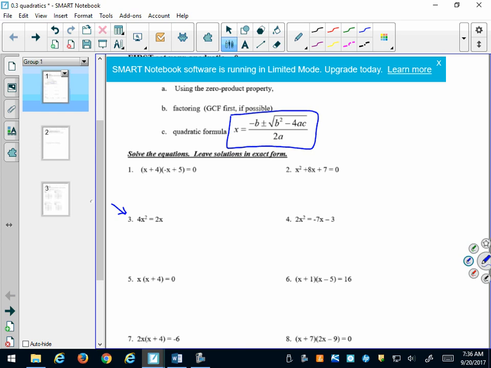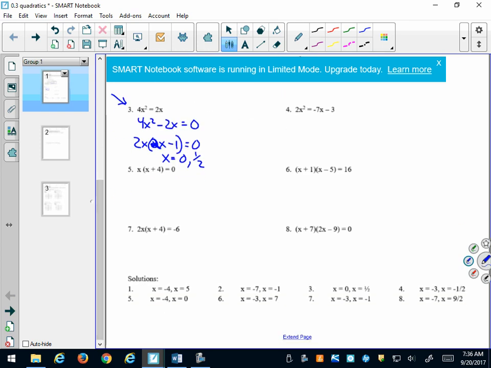You don't want to divide by 2x here. You want to make sure that you pull the 2x over, set it equal to 0, and then factor out the 2x so that you get both factors and then both solutions of x. So that's 0 and positive a half. All right, and then we talked about the rest of these. The answers are at the bottom.